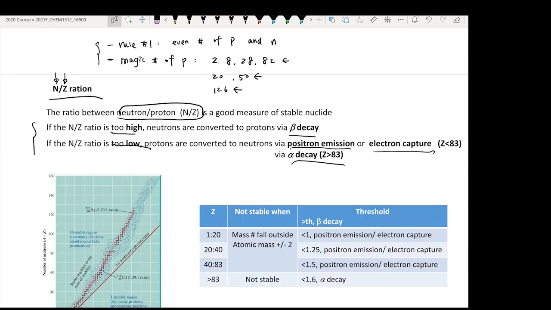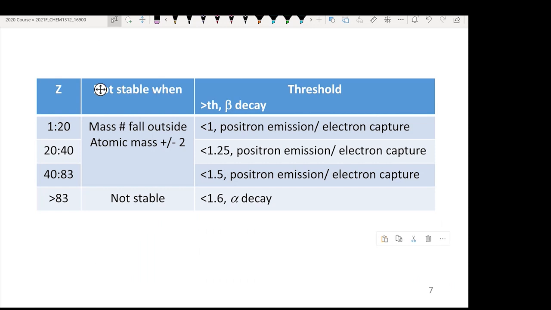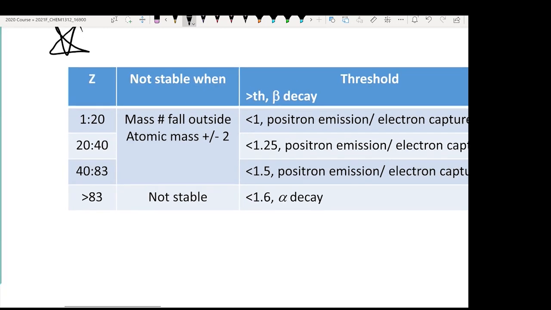So how do you define too high or too low? This is the table you're going to use. You can see this table is broken into 4 different rows. The first column tells you, depending on the number of protons you have, I cut it into 4 different sections: 1 to 20, 20 to 40, 40 to 83, and larger than 83. So you're going to have 4 different groups. For these 4 groups, you can know the atomic number from your periodic table, right? So every time you see an atomic symbol, you will already know what Z is.